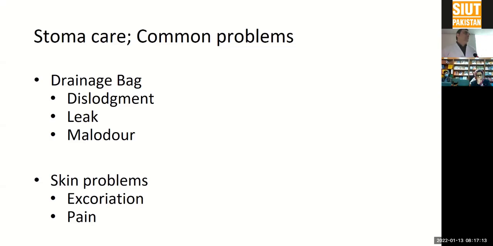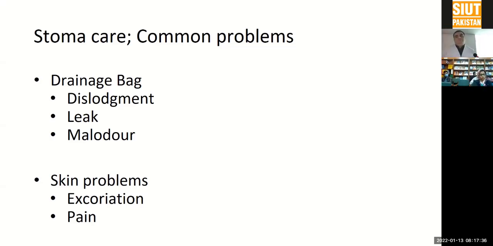Is there any stoma made in the neck? Tracheostomy is also a stoma. So any opening of a hollow viscus on the body surface is a stoma, right? So you all have seen the stoma. We commonly deal with the abdominal stomas, urine and bladder.